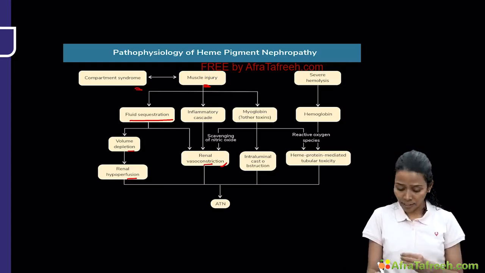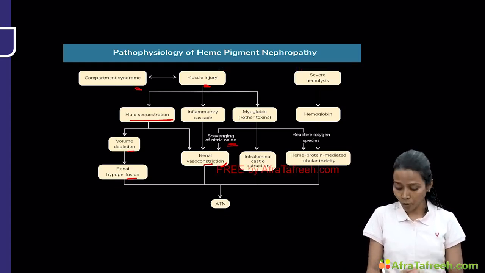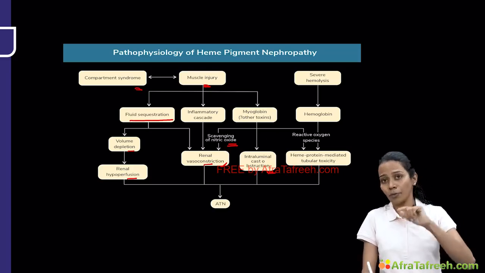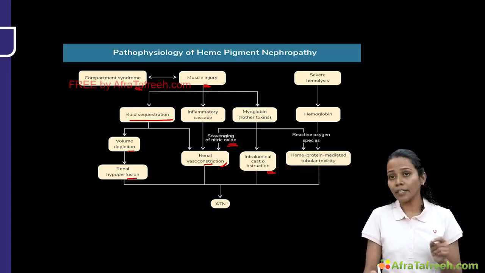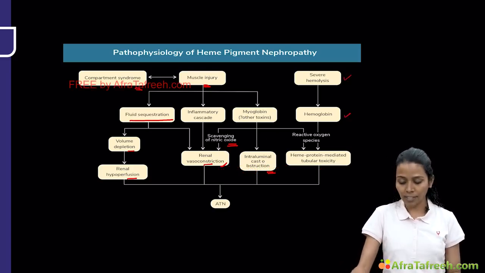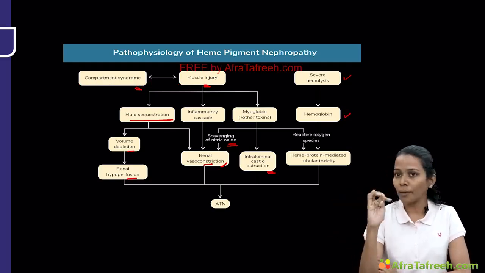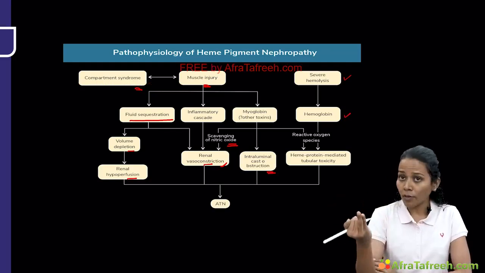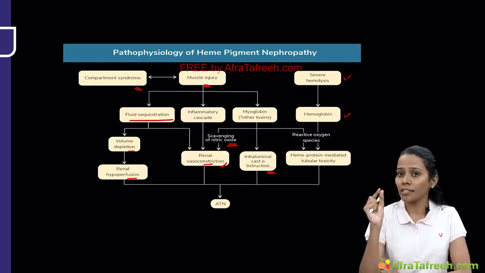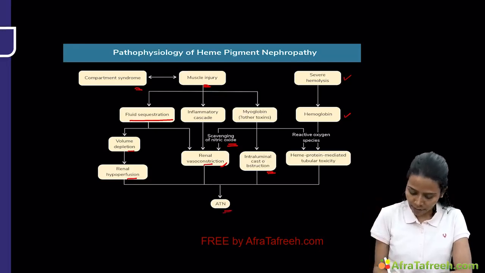Myoglobin is going to get released, which, because it scavenges nitric oxide, can cause renal vasoconstriction. It goes and sits in the tubule causing obstruction, and it can directly be toxic to the tubules because heme protein mediated tubular toxicity can happen. Similarly, in severe hemolysis, when there is hemoglobin, this protein is going to affect the tubule and cause direct toxicity. It can be because of sitting in the tubules, that is because of the cast. It can be renal vasoconstriction. Finally, all these things lead to ATN.